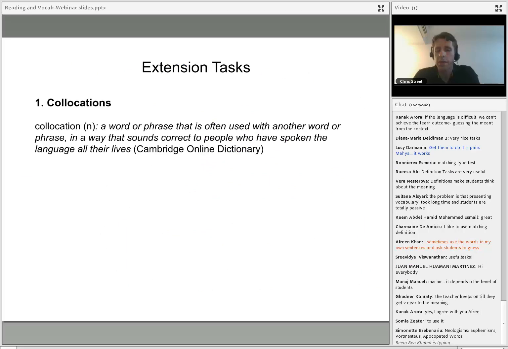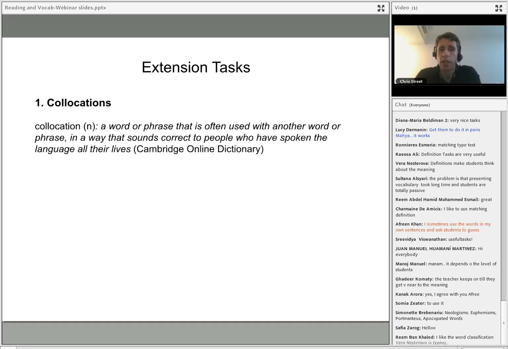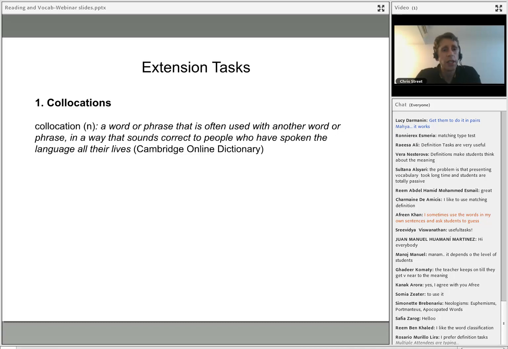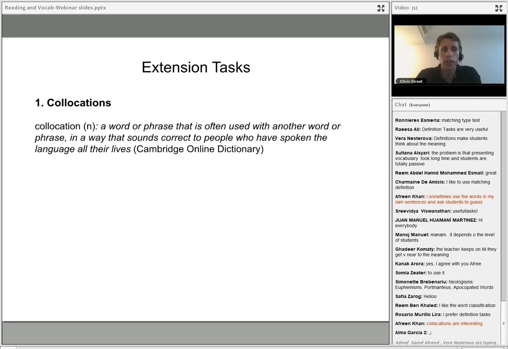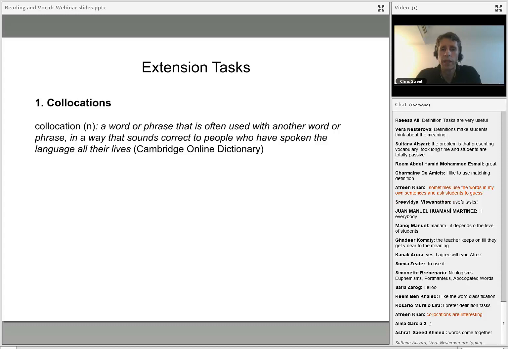One of these ways, and it's something somebody mentioned earlier in the chat room, is by introducing students to collocations. There's a good definition there. A collocation is a word or phrase that's often used with another word or phrase in a way that sounds correct to people who've spoken the language all their lives. So they're words that naturally come together in a language, and they're not always intuitive to a language learner. So we need to provide help. We can use our intuition, but there are also tools that we can use to help us know what these collocations are.